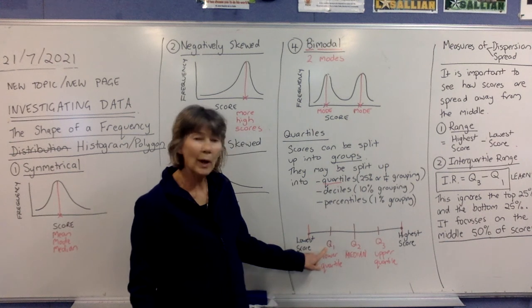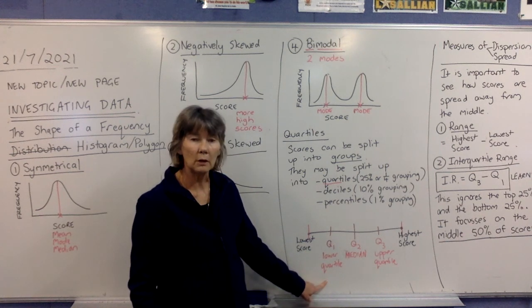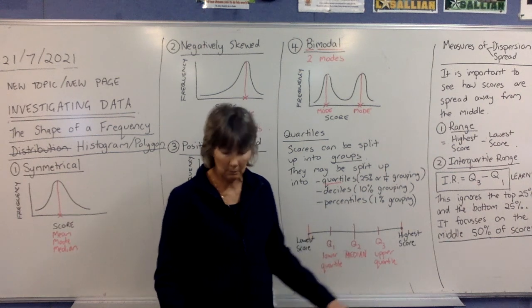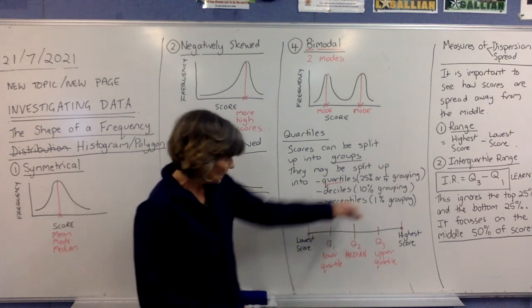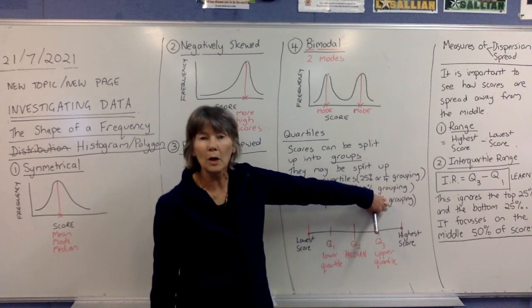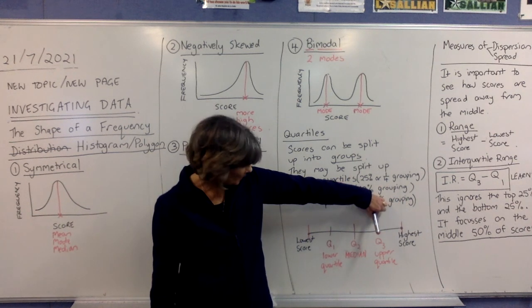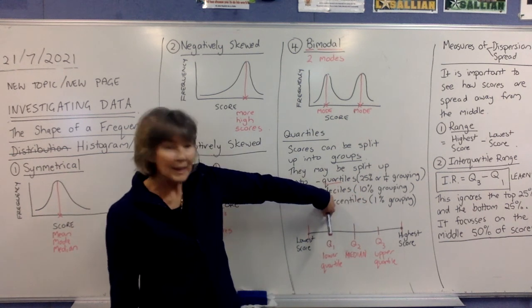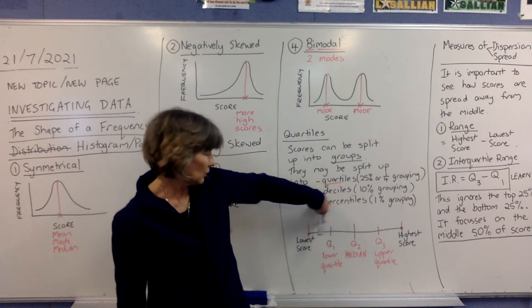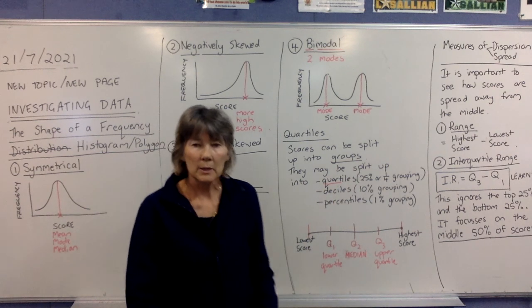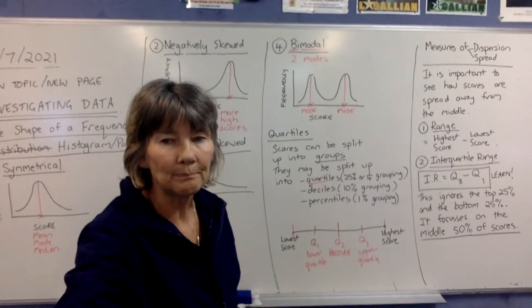So we call Q1 the lower quartile. Q2 is our median and Q3 is our upper quartile. So what that means is if you get a mark here, you are just on the edge of the top 25%. If you get a mark here, you are the median. If you are here, you are just on the edge of the bottom 25% of the marks. Okay, so now we're going to build on that.